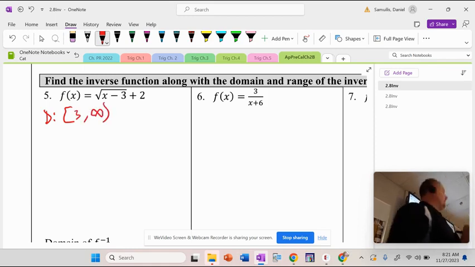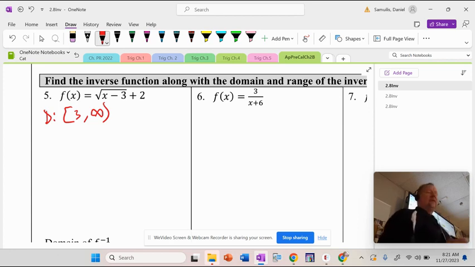I can plug in 4, of course, 5, 6, 7, 8, 9, 10, 11. I just wanted one that works. 9. How do I get 9? I can't think right now. 12. I can plug in 12. 12 minus 3 is 9. Square root of 9 is 3. 3 plus 2 is 5. So you get an output value for that.